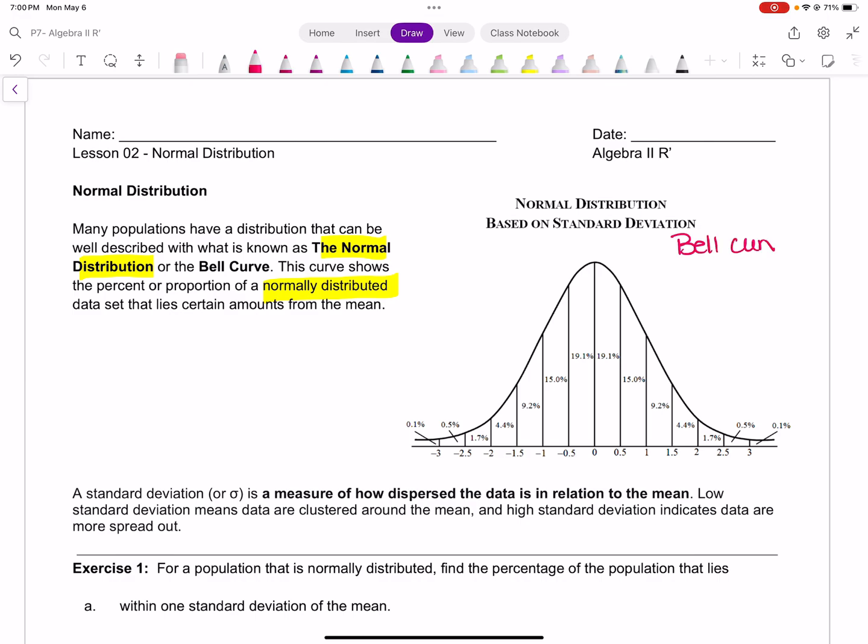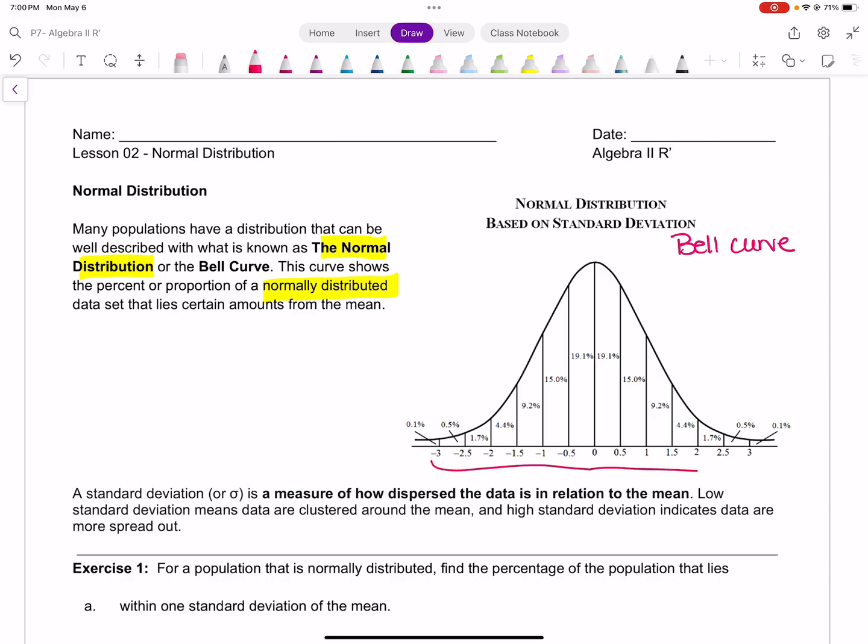And they call it the bell curve because it looks like a bell. So what this means here is all of your data should fall somewhere inside of this bell curve. No matter what data it is that you're looking at, whether it's our test grades from a certain test, your Regents scores, ACT scores, SAT scores, you name it, data should follow this same type of looking bell curve.